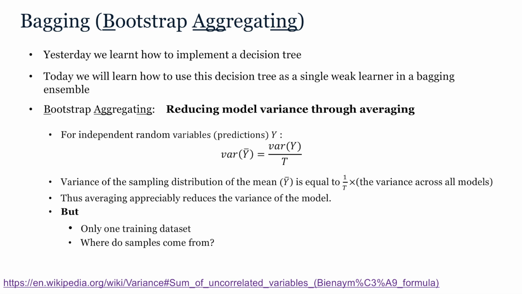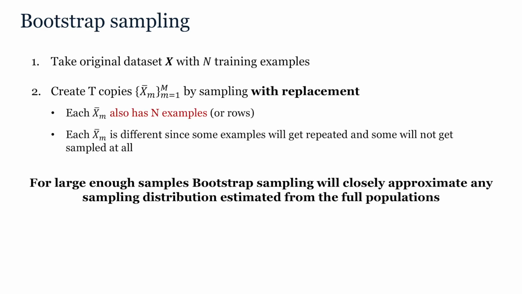However, if we only have one training dataset, where do all these independent samples come from? It turns out that we can generate a number of new datasets from our one sample through a process known as bootstrapping. Here, the idea is that given our original dataset X, which has n examples or rows in our case, we can create t new copies by sampling with replacement.